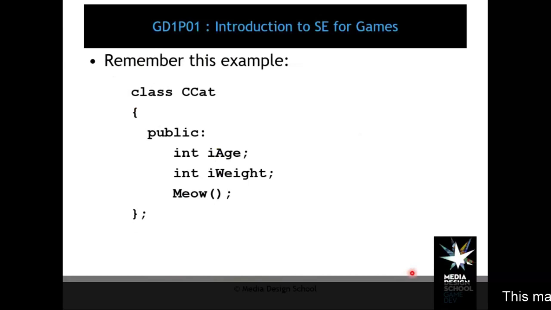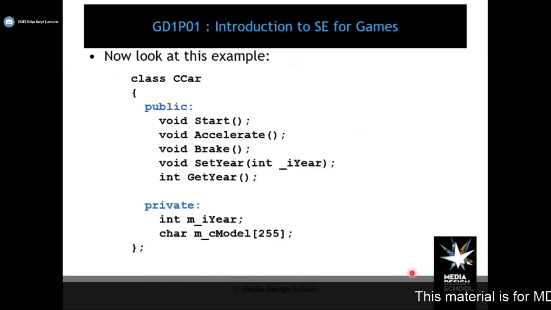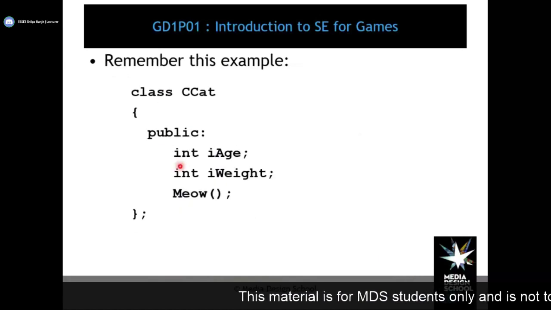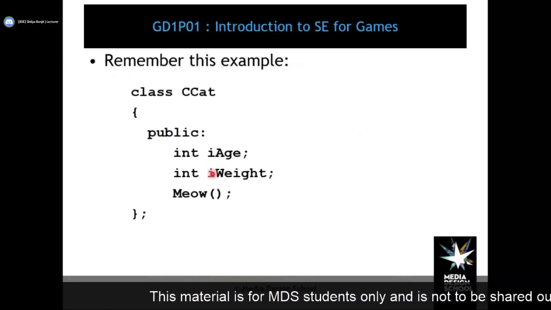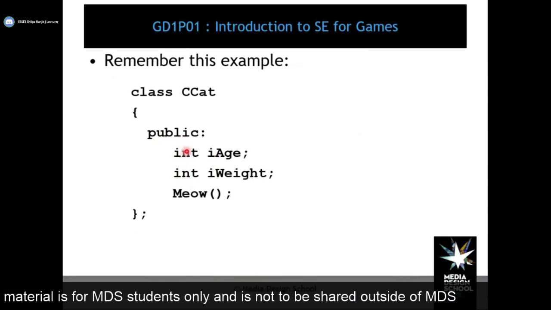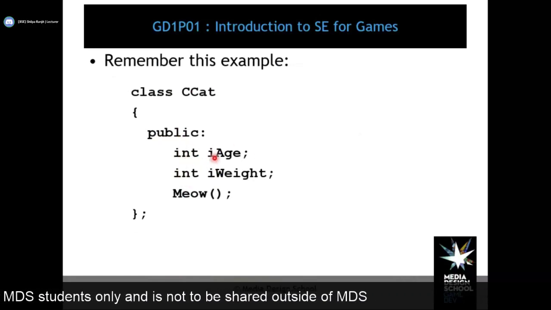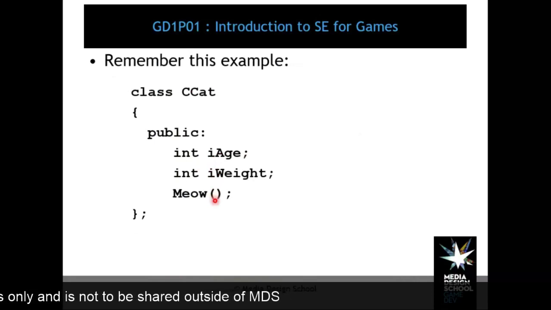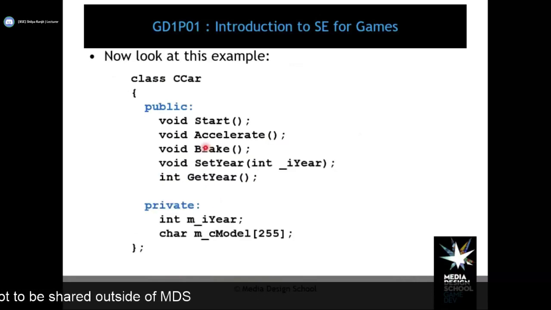Okay. So we have this example. In this example, three of these members are all public because there's no other access specifier there. So starting from int i, everything below it is public. But what about this example, CCar?